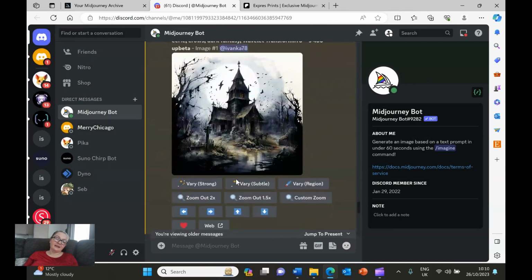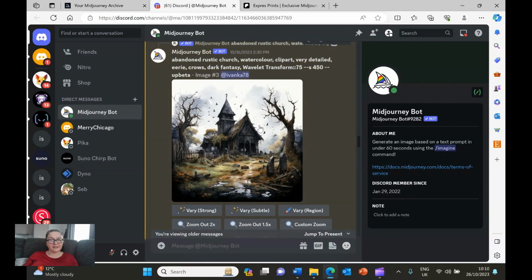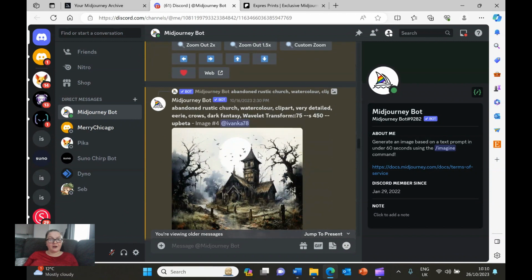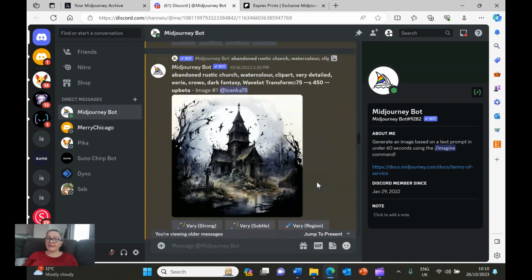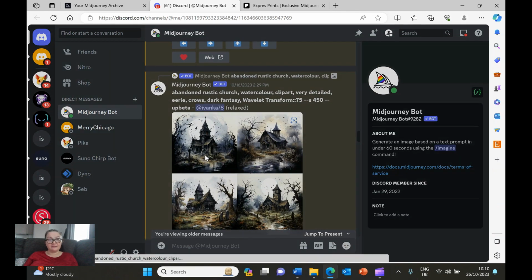Yeah, and here I upscale them for this study. And here we have 75 again, 450. Just gorgeous. Okay, guys, so I think my tipping point with this experiment was wavelet transform 75, so not 100 but 75, and I've gone with stylized 450. But again, try this prompt and see where your tipping point is. So again, abandoned rustic church, watercolor clip art, very detailed, eerie, chaos, dark fantasy, and wavelet transform.